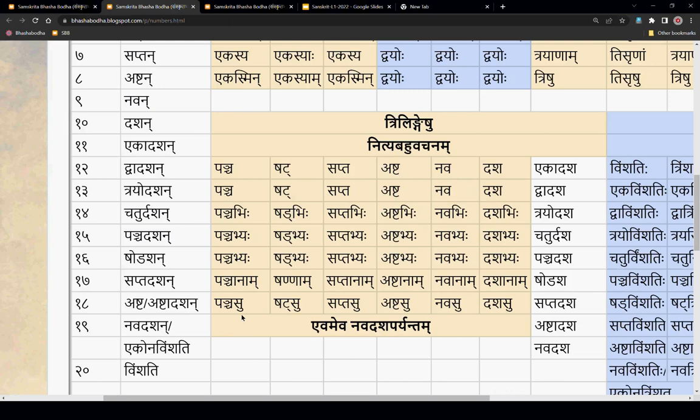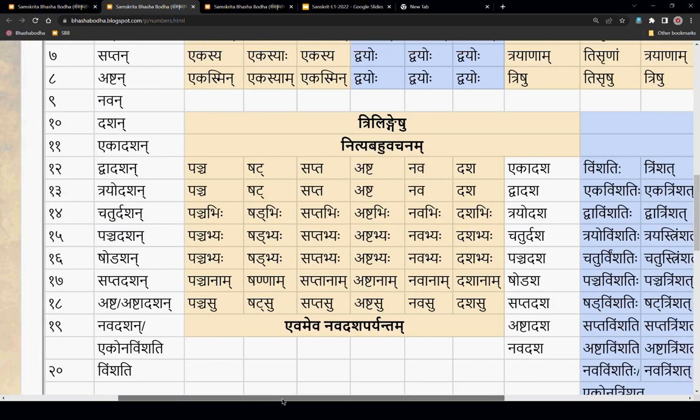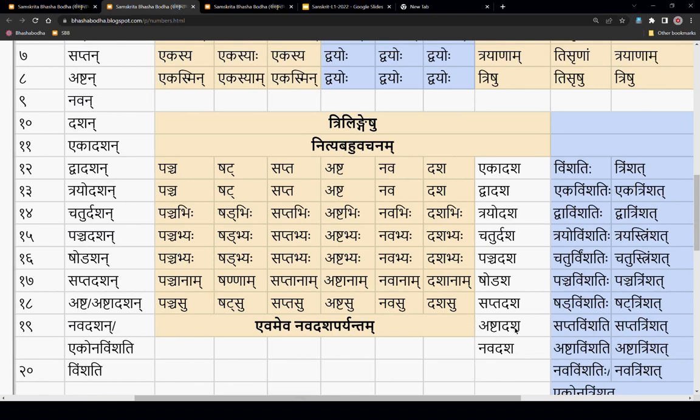So the forms do not change until navadasha. Dashasu, navadashasu, chaturdashasu. These forms remain the same from ekadasha to navadasha. Apply the same dasha form to ekadasha, dvadasha also in different vibhaktis. Dvadasha, dashabhihi, trayodashabhihi, chaturdashabhyaha, trayodashabhyaha. So the vibhakti forms for ekadasha to navadasha are not shown separately in this table because they are the same as dasha. Trilinga means all three lingas. For pancha to navadasha, until 19, the forms remain the same and they are always bahuvachanam. Okay. 20 onwards we will talk about next week.